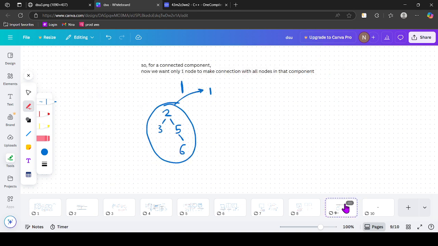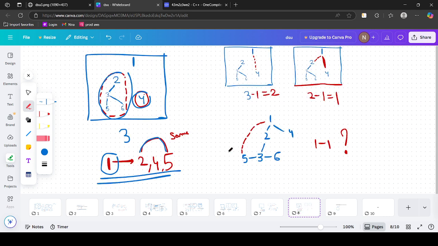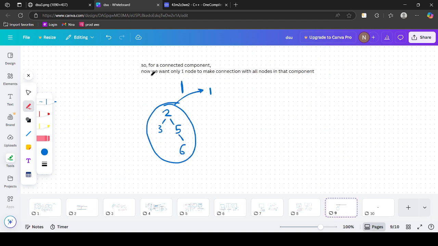So let's say this, for a connected component, we only want one node to make a connection. What is the mistake that we are doing? Here it is 2, it is 1 as well. But now we are adding again, and we are reducing again 2, again by 1. So the final answer is 0. So we want only one node to make a connection with all nodes of the component.